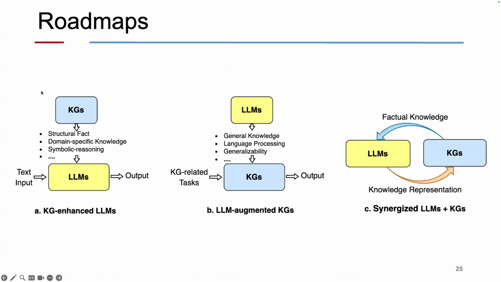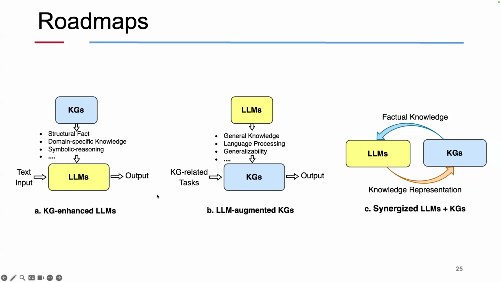Inside this roadmap, we propose several methods to combine LLMs and KGs. For instance, we can leverage KGs to enhance the reasoning capability of LLMs. Any large language model takes text as input and outputs text, right? So during the LLM training or reasoning step, we can inject knowledge from the knowledge graph, because it provides structured facts and domain-specific knowledge, and can enhance symbolic reasoning. We inject the knowledge into the LLM and eventually help improve its reasoning capability.